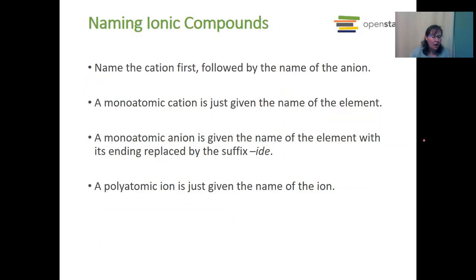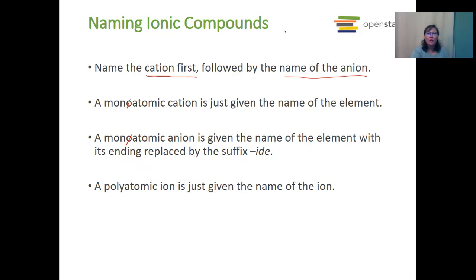So let's start with naming ionic compounds, and we're going to look at some simple ones. Name the cation first, followed by the name of the anion. A monatomic cation is just given the name of the element. A monatomic, that's a typo, it should be monoatomic. The monatomic anion is given the name of the element with its ending replaced by the suffix "ide." And a polyatomic ion is just given the name of the ion. So we did a couple of those.